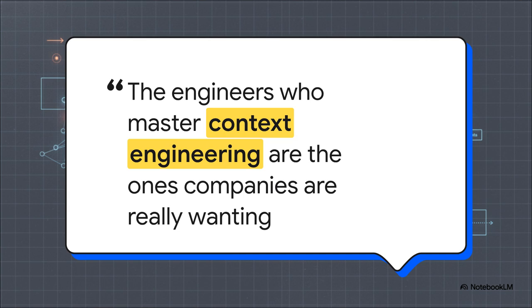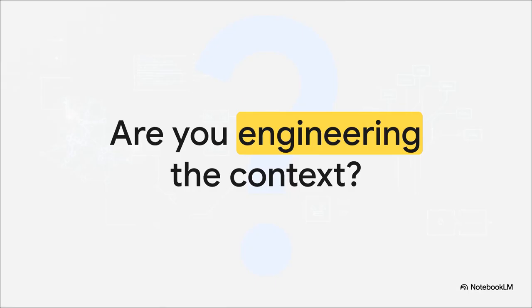The stakes here are absolutely huge. Two different developers can use the exact same LLM, but get wildly different results purely based on their context architecture. The engineers who master context engineering, those are the ones companies are literally desperate to hire right now. Exactly. It all comes down to how you build the system around the model. So I'll leave you with this final provocative thought for your next project. Are you just typing blindly into a prompt, or are you engineering the context?